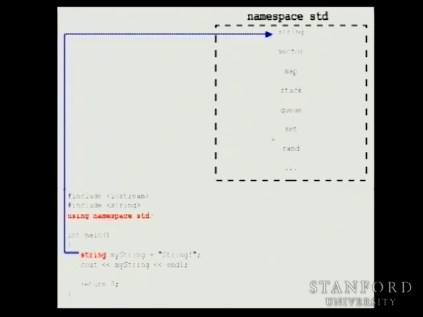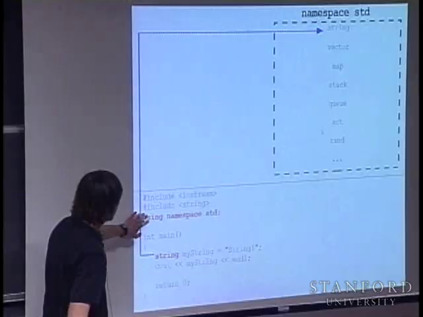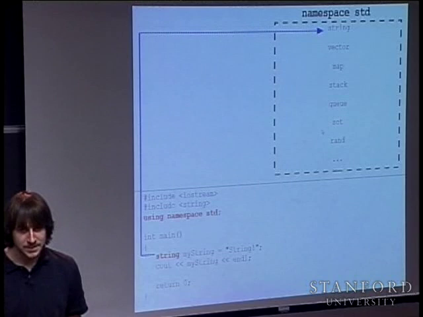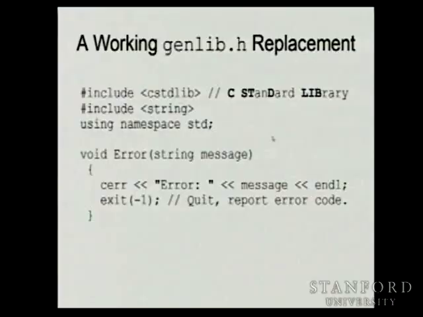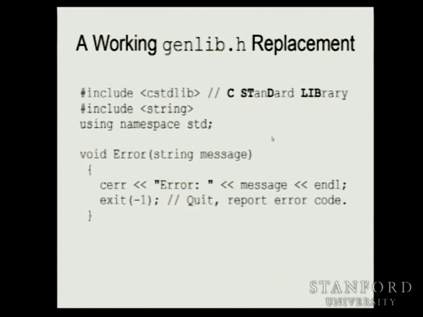So if you put this line in, I'd say 90% of your compiler problems will go away. So that's that line. That's Genlib. And if you want to take a look, if you write this code, you've basically replaced all of Genlib. The first header file you have to include is this one, CSTDLIB, the C standard library.